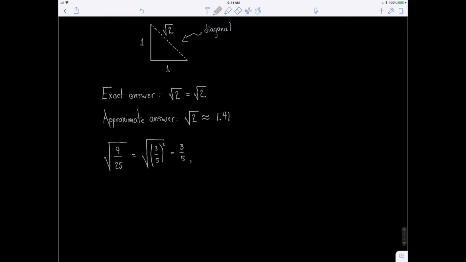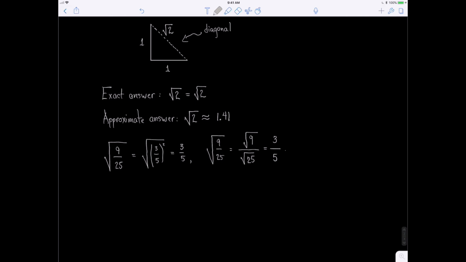Another way to tackle this is this. If you had the square root of 9/25, you can work the numerator and the denominator on their own. You can think of this as the square root of 9 over the square root of 25, and that's perfectly acceptable. We already said that the square root of 9 is 3, and we also found that the square root of 25 is 5. So that's how you would work with a fraction.